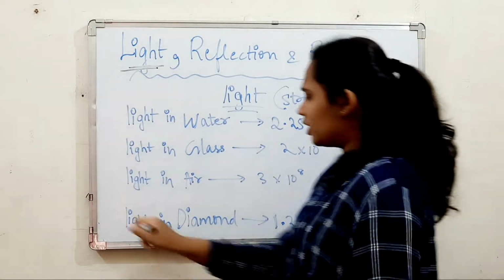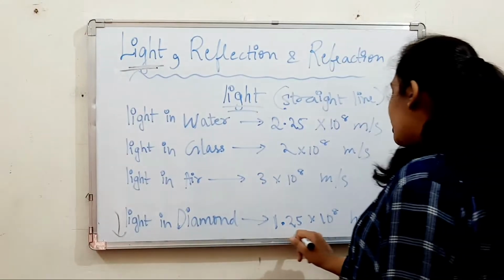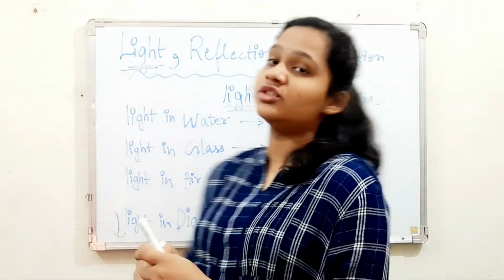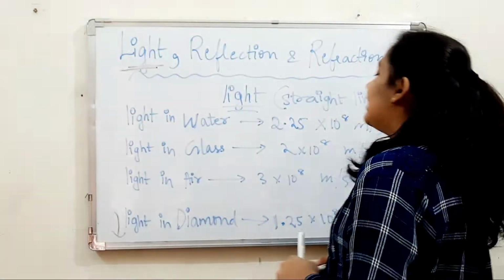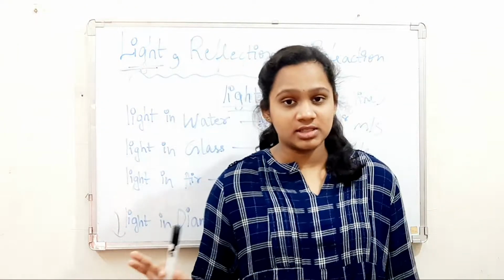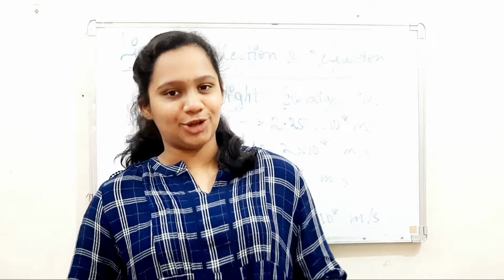this is the least important one, but then also if you grow up, this will be most important. It is 1.25 into 10 to the power of 8 meter per second. Guys, no need to memorize this. If you study it twice, you will get it. Light in air and light in water is important. Just note that in it. And light always travels in a straight line. This property is called as rectilinear propagation. Now let's get into the refraction topic.